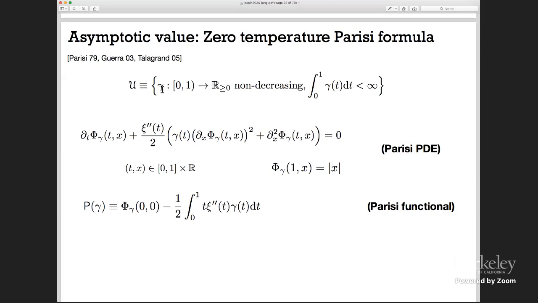So let U be the set of functions that go from the interval 0, 1 to the positive reals. They are non-decreasing under L1. Now take a function from this class and put it in this PDE. This is a nonlinear PDE that you can solve backwards from this terminal condition. Now solve this PDE and consider this functional P of gamma that takes the value at 0, 0, and then subtracts a linear term in gamma. So this is a functional over this class U.